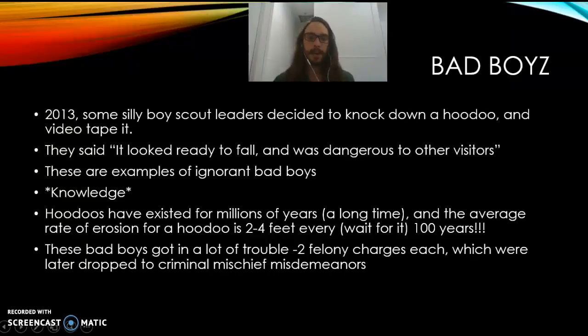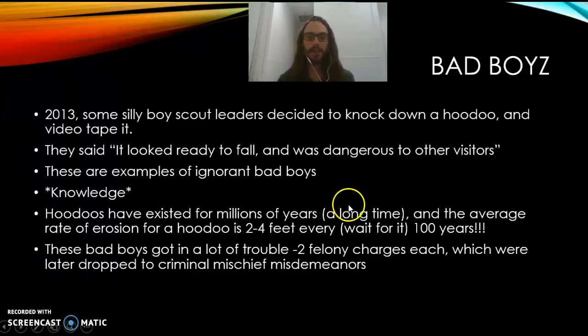So they said to the court that it looked ready to fall and it was dangerous to other visitors. So this is a good example of ignorant bad boys, because let's drop some knowledge. Hoodoos have existed for millions of years, which is a very long time, and the average rate of erosion for a hoodoo is 2 to 4 feet, wait for it, every 100 years. So the likelihood of that hoodoo falling is very, very low unless it was under 2 to 4 feet wide.